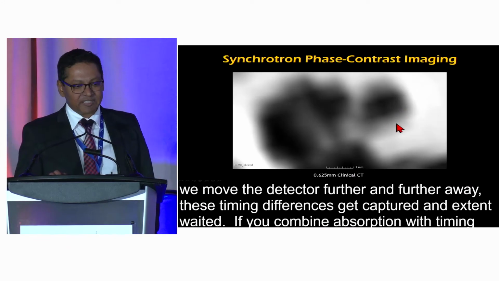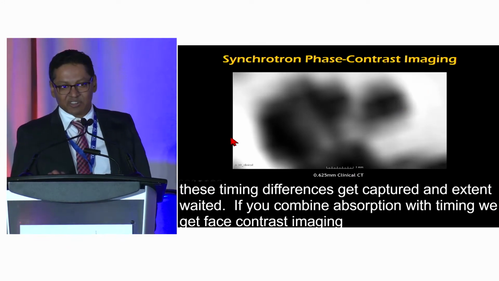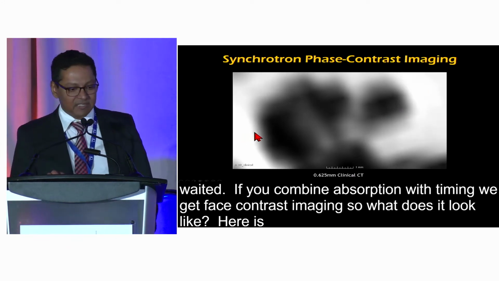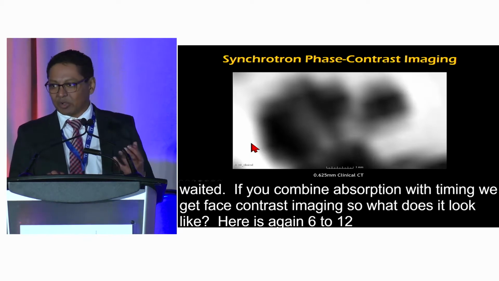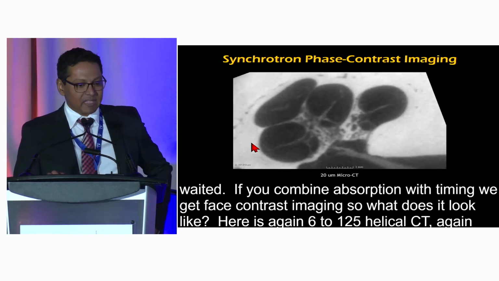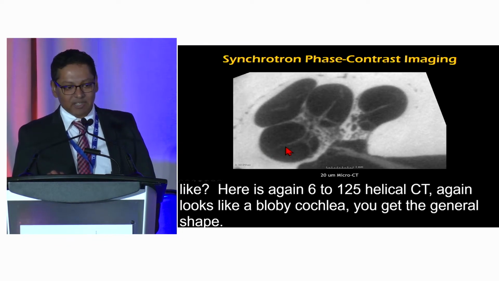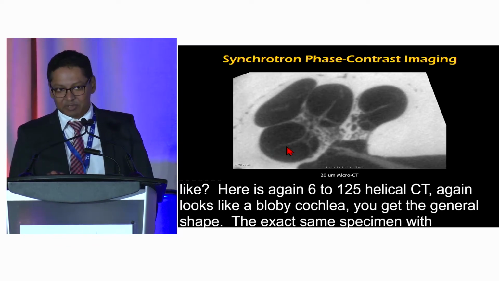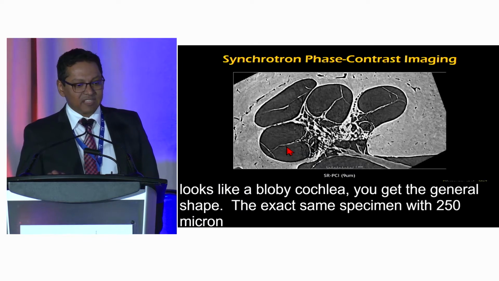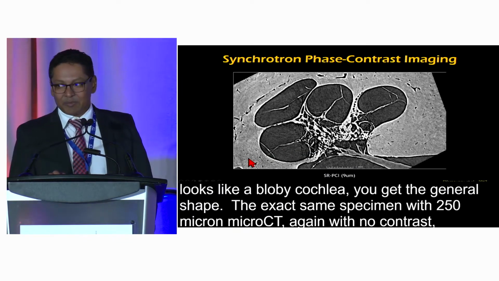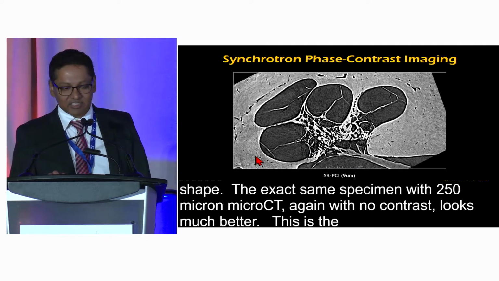So what does it look like? Here's, again, a 625 micron helical CT. Again, it looks like a blobby cochlea. You get the general shape. This is the exact same specimen with 20 micron micro CT, again, with no contrast. Looks much better. And then this is the image we get with synchrotron. And we can just see the amazing resolution that's popped out.